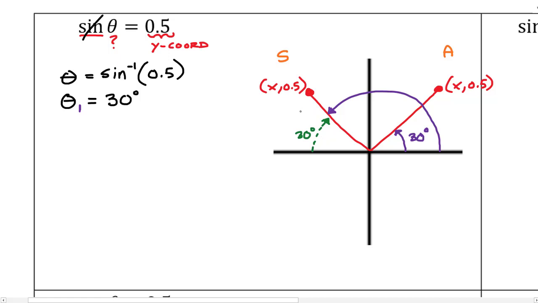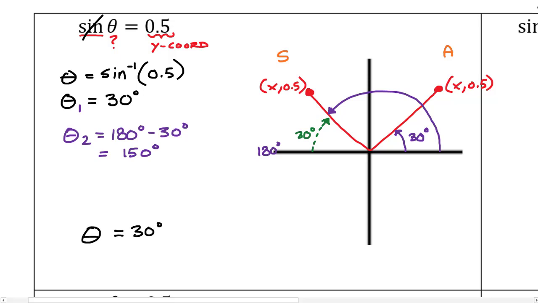So how am I going to find the second angle? Well, if this is 180 right here, all we have to do to find angle 2 is take 180 and take away 30 degrees. And we get 150 degrees. So there's my two angles. At the end, we want to write out our two possible angles. Theta could equal 30 degrees or 150 degrees.